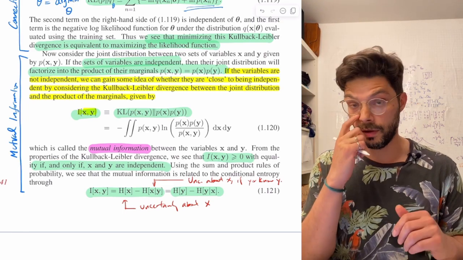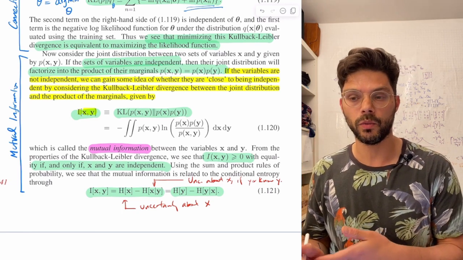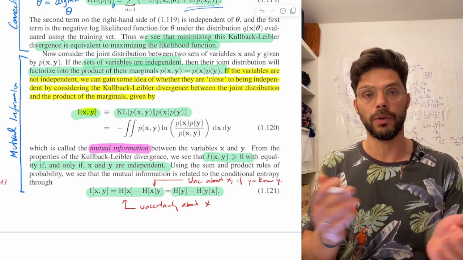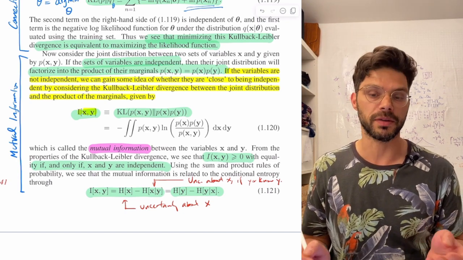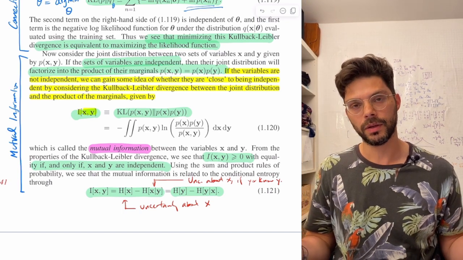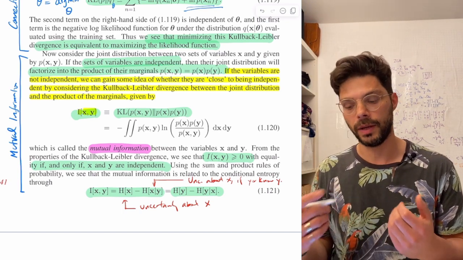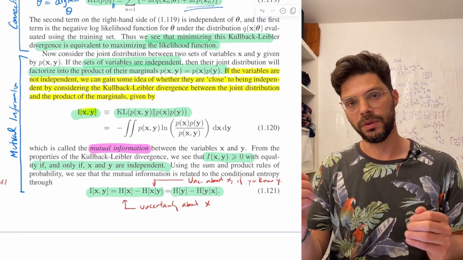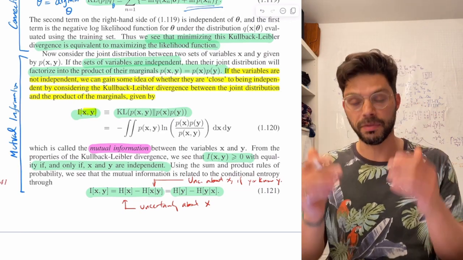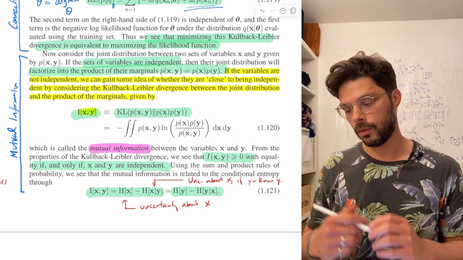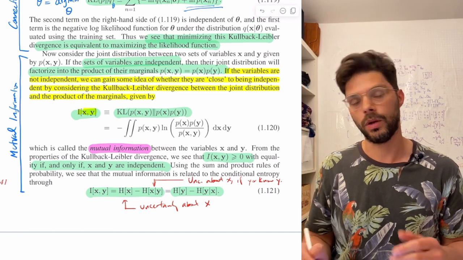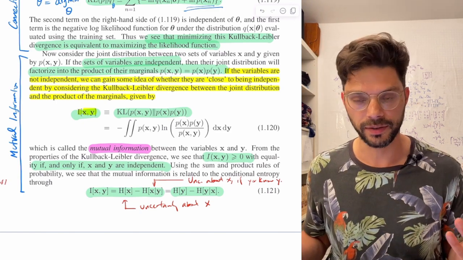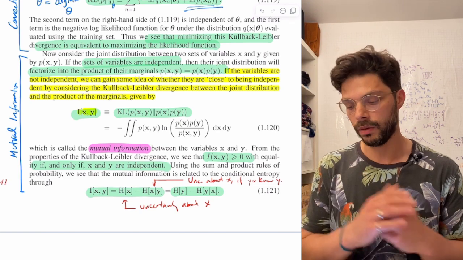Now, if x and y are independent, then knowing y won't tell you anything about x. So your uncertainty in that case will be equal in both settings, and your mutual information will be 0. But if there's any kind of dependence between them, then the conditional entropy, the uncertainty you'll have after I tell you about y, will be smaller than the uncertainty before I tell you about y, on average. And so this quantity will be positive, telling you that there is some dependence. It doesn't tell you the form, but there is some dependence between the two variables.